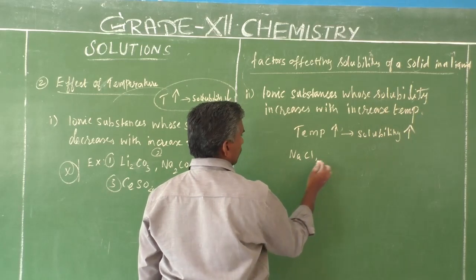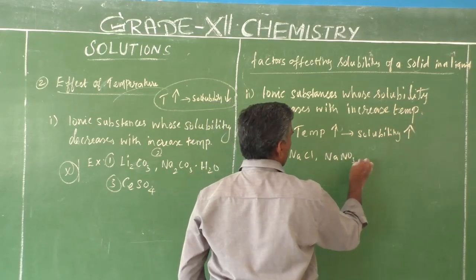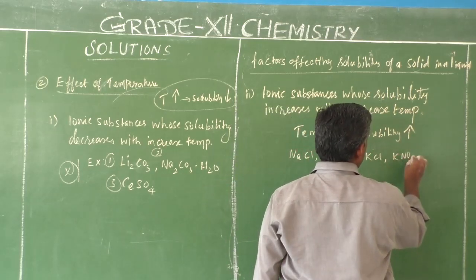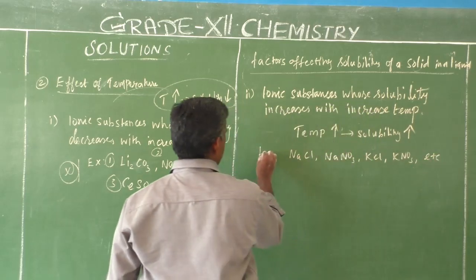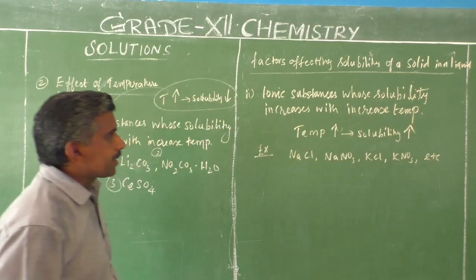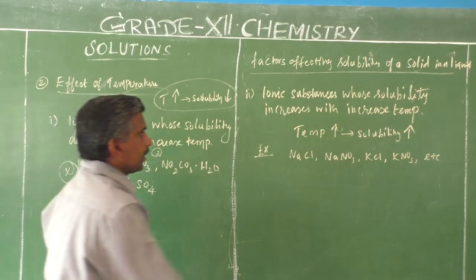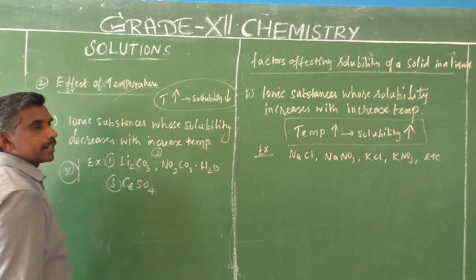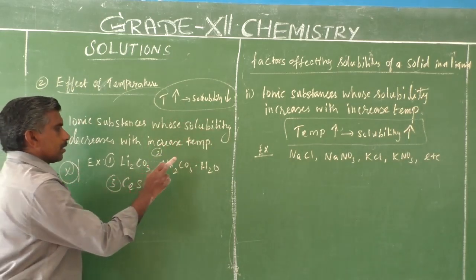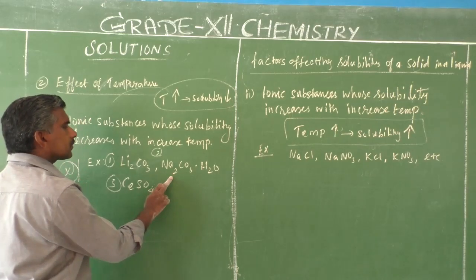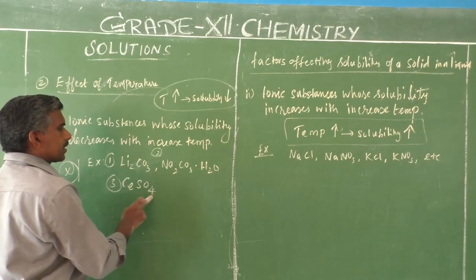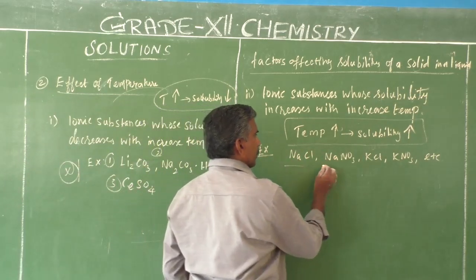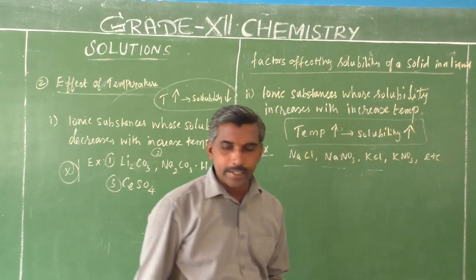Sodium chloride, sodium nitrate, potassium chloride, potassium nitrate, etc. These are examples. When temperature increases, solubility increases. But in the other category, temperature increasing, solubility decreasing. Example, lithium carbonate, sodium carbonate monohydrate, cerium sulfate. Here temperature increasing, solubility increasing. Example, sodium chloride, sodium nitrate, potassium chloride, potassium nitrate, etc.